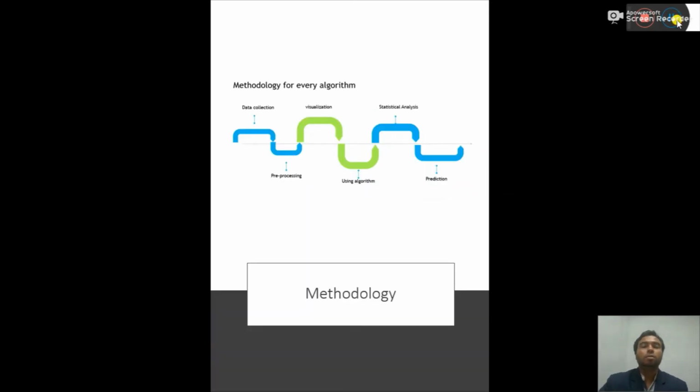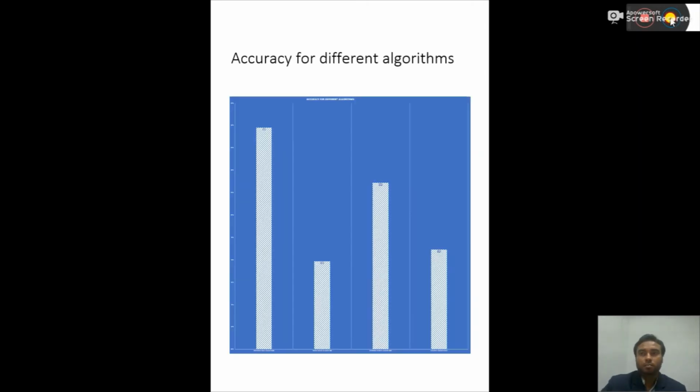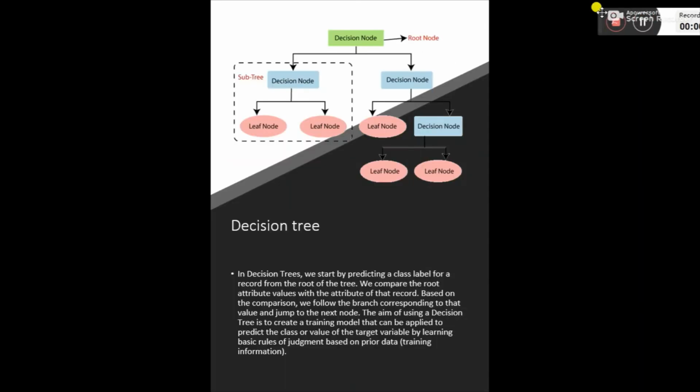Methodology for every algorithm. First of all, I have tried to collect the best dataset for my project. Then I have done some pre-processing. After that, some visualization was needed to see which algorithm is perfect for this dataset. Then I have used the algorithm. Then I have analyzed the algorithm output by statistical analysis. After that, I have tried to predict. Now I am going to explain 4 algorithms.